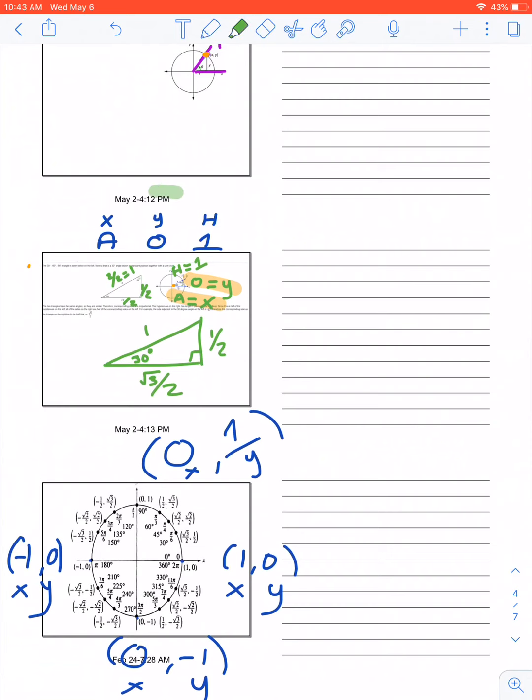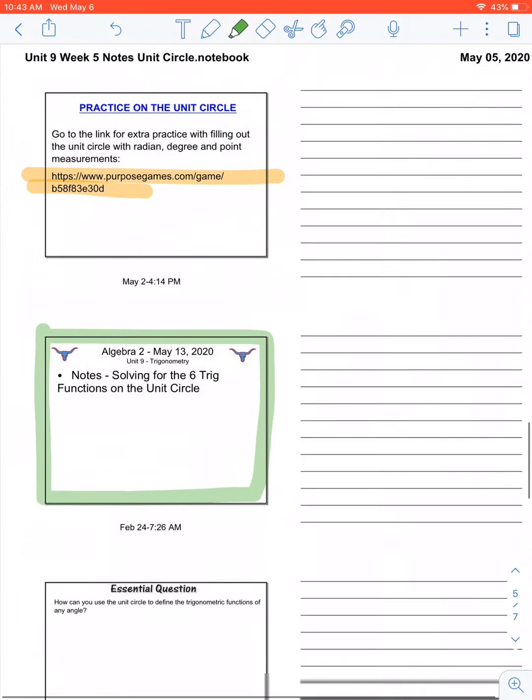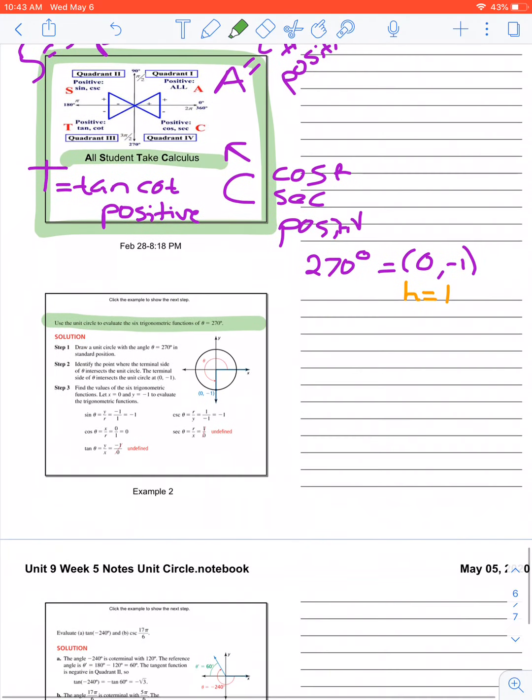Right here, these notes from yesterday are really important: x goes with my adjacent and y goes with my opposite. So I'm going to go back down to today's problem. I know that x goes with my adjacent, so my adjacent is 0, and my opposite is -1. Again, x, y. X comes before Y in the alphabet, and A comes before O in the alphabet. So that's how you remember adjacent, opposite.